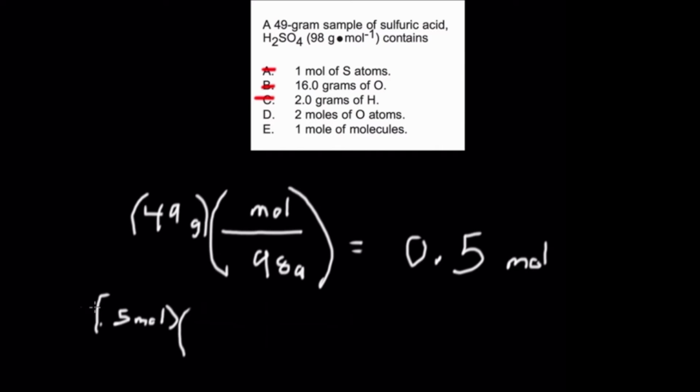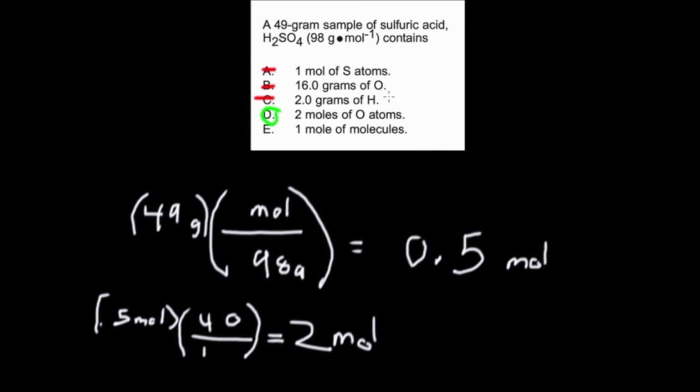So now that we have a half mole of sulfuric acid, and as we can see here, we have 4 moles of oxygen. So in 1 mole of sulfuric acid, we have 4 moles of oxygen. And so we're not going to grams, so we can just stop right there and do our calculation. So half of 4 is 2. So we know that in half a mole of sulfuric acid, we have 2 moles of oxygen atoms. And there it is. D is your correct answer.